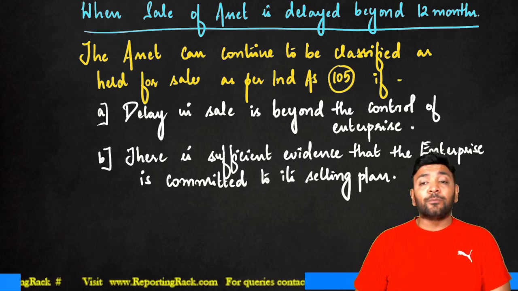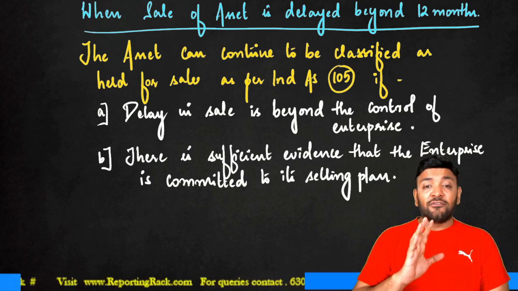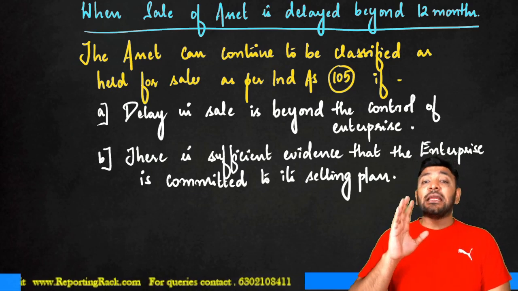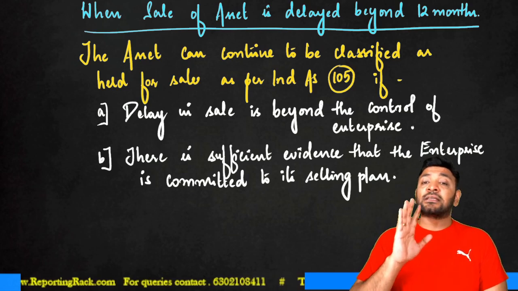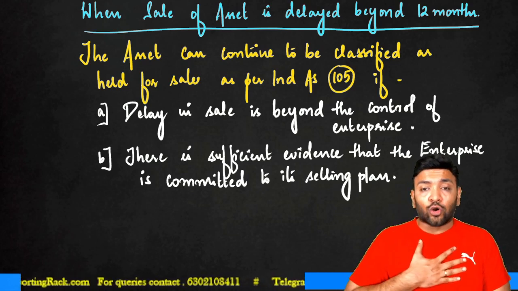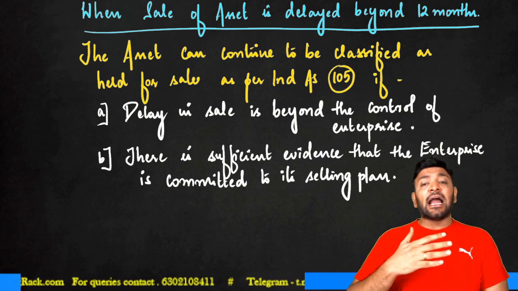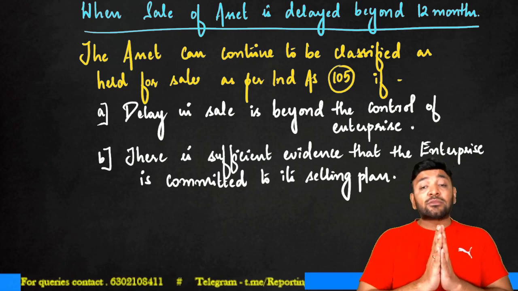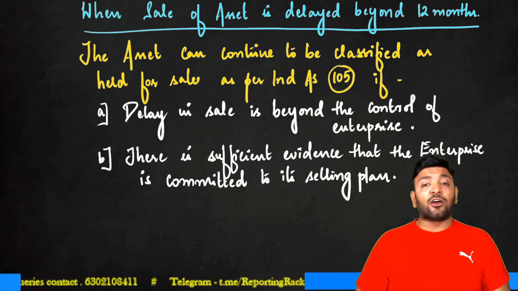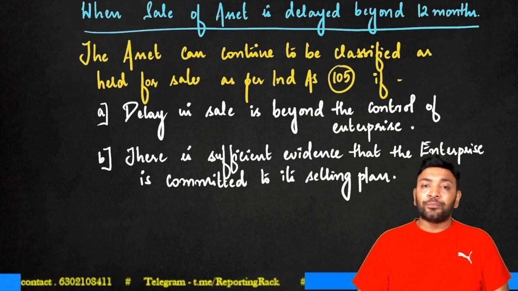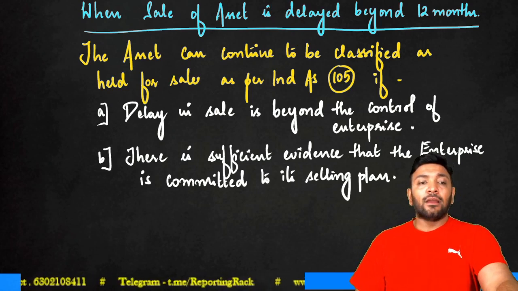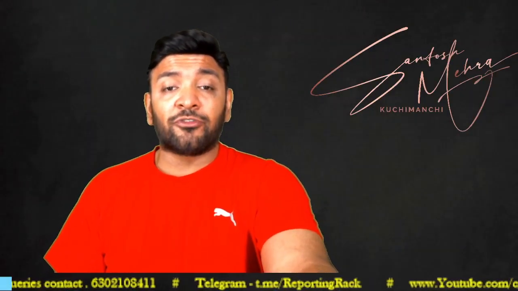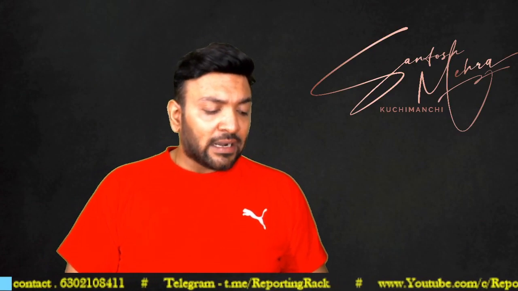So these were criteria based on which you can continue to classify the asset under Ind AS 105 even if the delay is beyond 12 months, if such delay is not within my control. And as an enterprise, I have no withdrawal of the plan. Sufficient evidence is available that I am still committed to the plan of selling the asset. Let's look at the second aspect. Yes, I'll have to bring up the concept of the disposal group as well, but let's talk about the second.